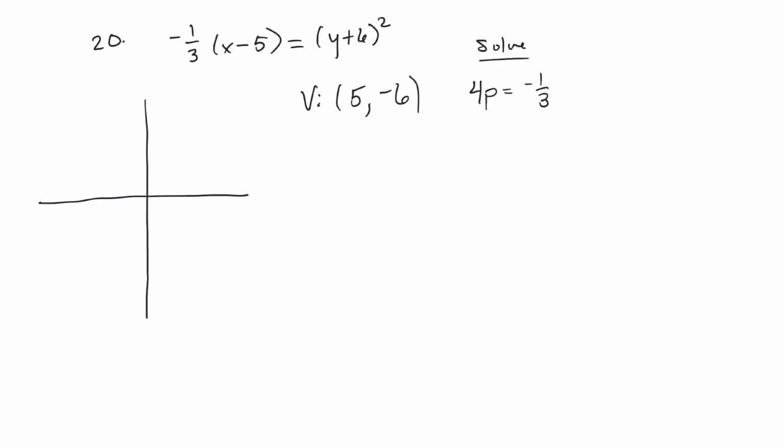You take the number out in front of that term, whatever it happens to be. If it's a 1, you put a 1. If it's a negative, you put a negative 1. If it's a value, you put the value. In this case, we have a negative 1/3. We're going to multiply by the reciprocal here. That cancels, leaving me with p equals negative 1/12. So really, really small p-value. That's going to allow me to do this. I'm going to go ahead and graph the vertex. So 1, 2, 3, 4, 5.